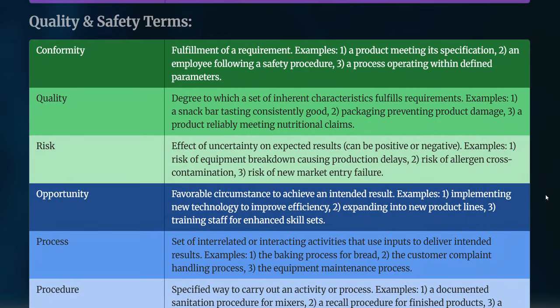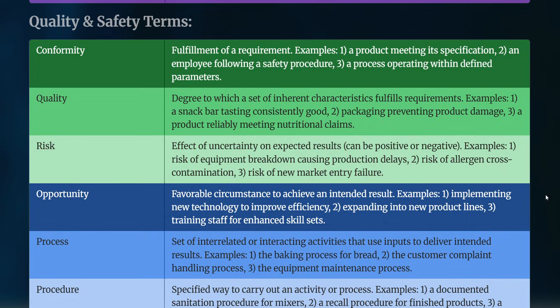Then you will hear about risk in the context of quality and safety terms. Risk means effect of uncertainty on expected results. It can be positive and it can be negative. Example, you have risk of equipment breakdown causing production delay, or risk of allergen cross-contamination, or risk of new market entry failure. All these are types of risks.